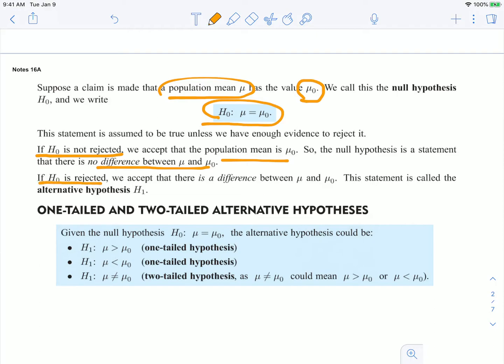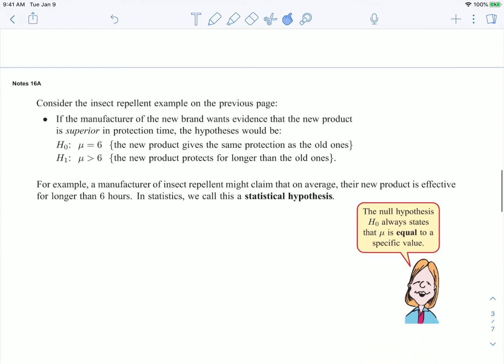If H sub 0, the null hypothesis, is rejected, then we accept that there is a difference between the mean and the mean sub 0. This statement is called the alternative hypothesis. So this blue box identifies one-tailed and two-tailed alternative hypotheses. So how does that look for our problems below?